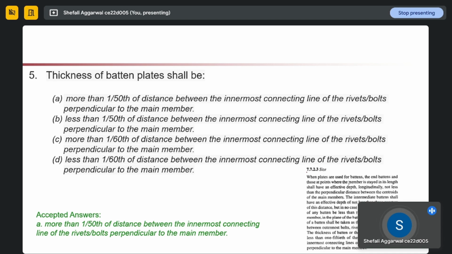So in clause 7.7.2.3, it is given at the last that the thickness of plates attached should not be less than 1/50th of the distance between the innermost connecting lines perpendicular to the main member. So it should be more than 1/50th. Okay, this is the simple question.